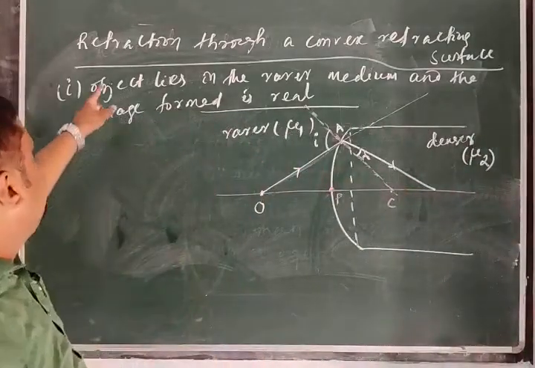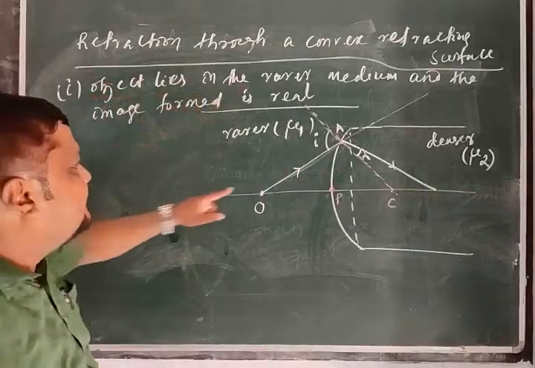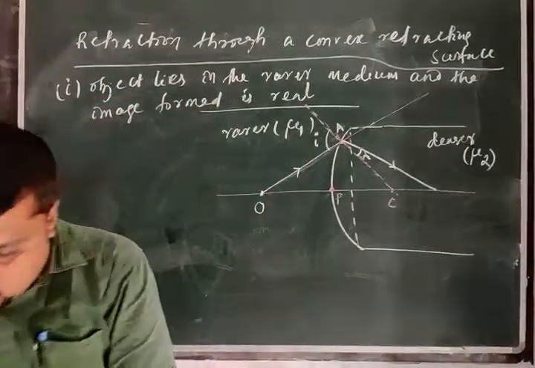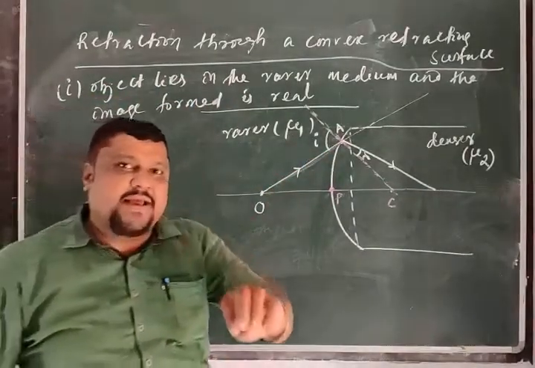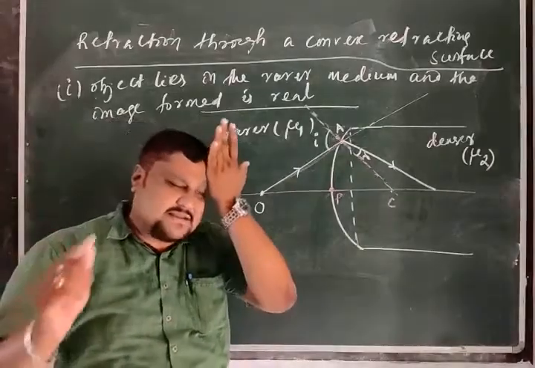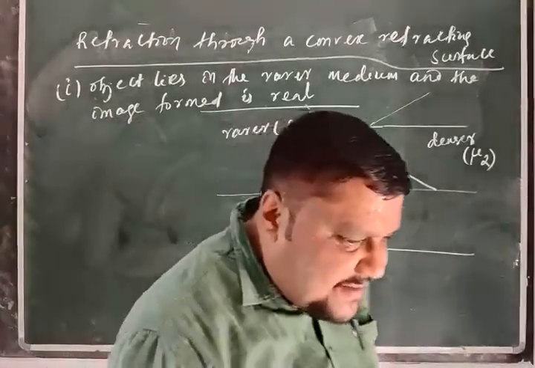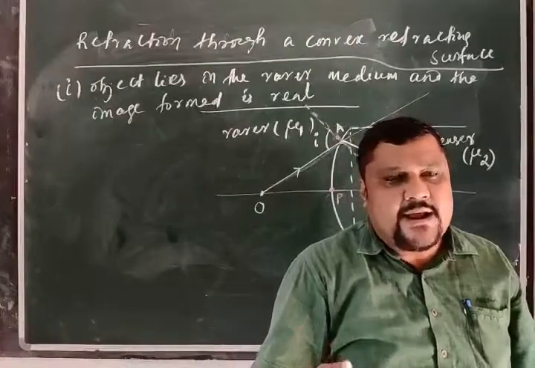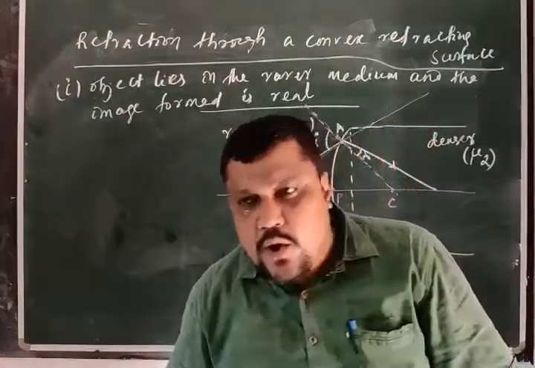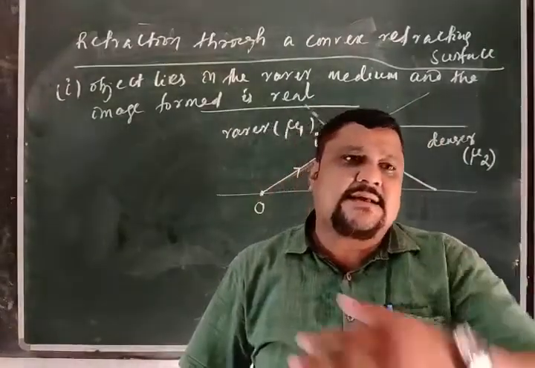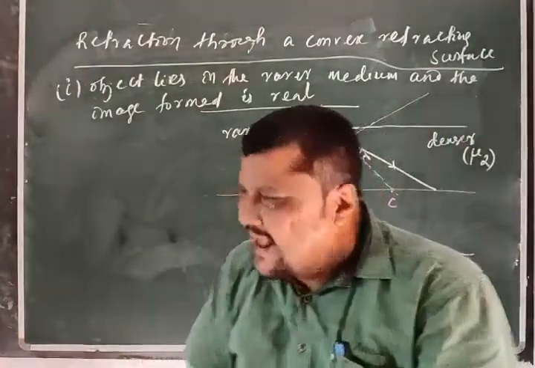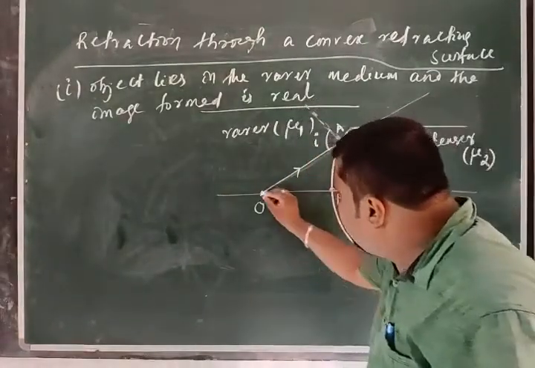Now here see, the object lies in the rarer medium, that is the first ray. To trace or find the image in refraction in optics, to get the image of an object, we need at least 2 incident rays and 2 refracted rays. According to 2 incident rays, there should be 2 refracted rays. Let us take another ray from the point object.